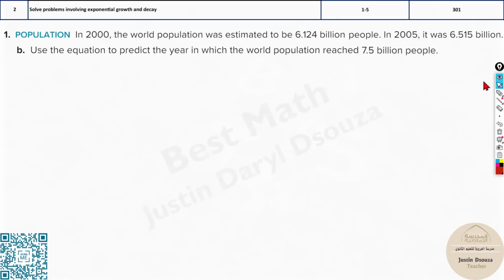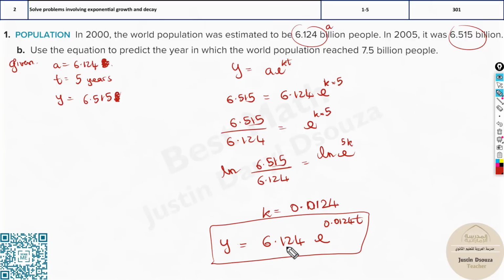Now let's go to the second part. Use the equation to predict the year in which the world population will reach 7.5 billion. In fact, I need this because that's the equation, right? I'll keep it over here and I'll do the part B somewhere over here. This is all A, this is B. So the given will be the same for both, but just that over here now, this is done. This was only for the first part.